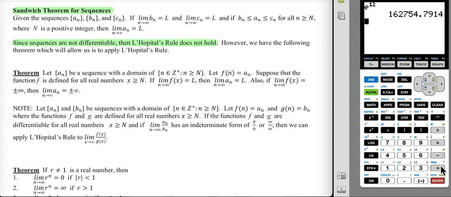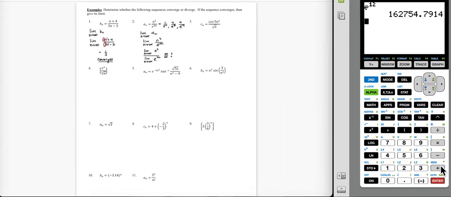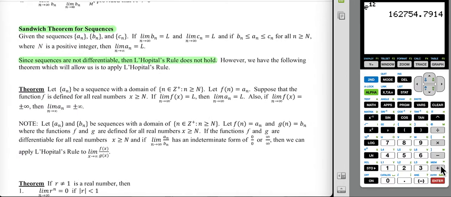It might seem like splitting hairs, but I'll take you through it. So the theorem: let a sub n be a sequence with a domain, and let f of n be a sub n. Suppose the function f is defined for all real numbers x greater than or equal to n. So assume it's defined.